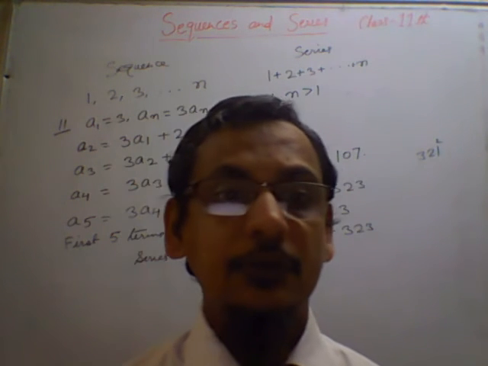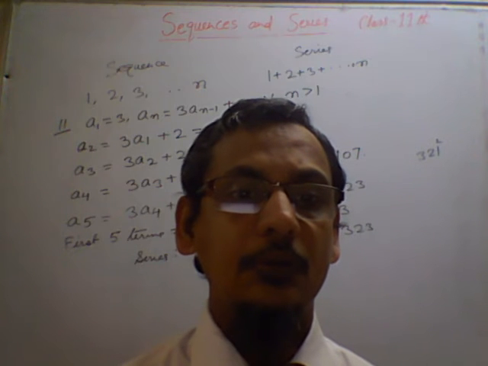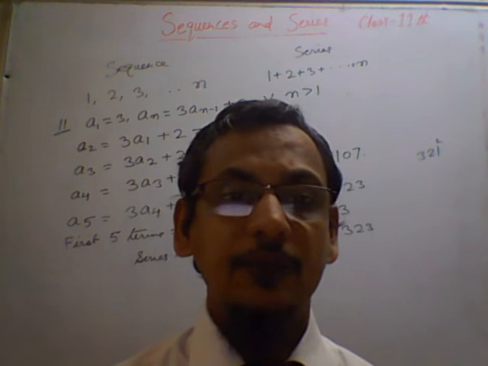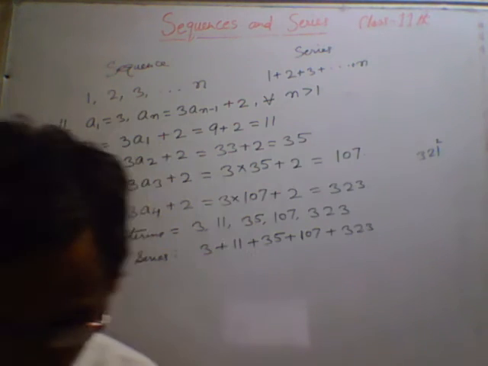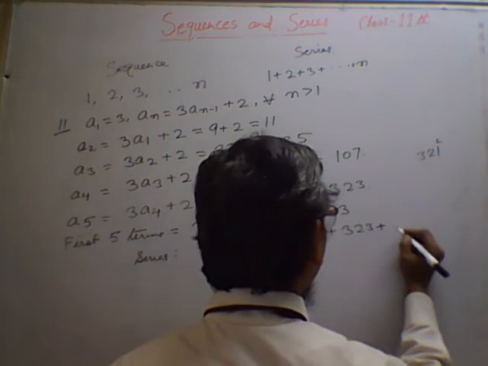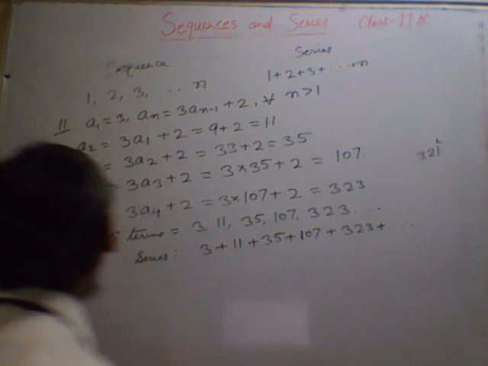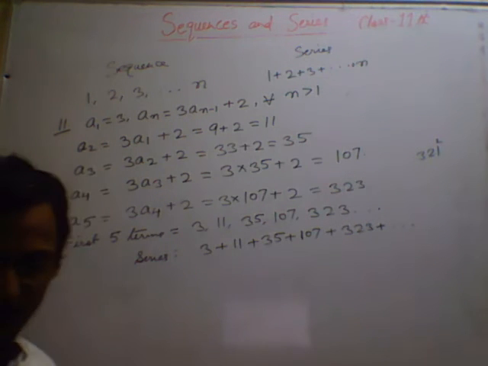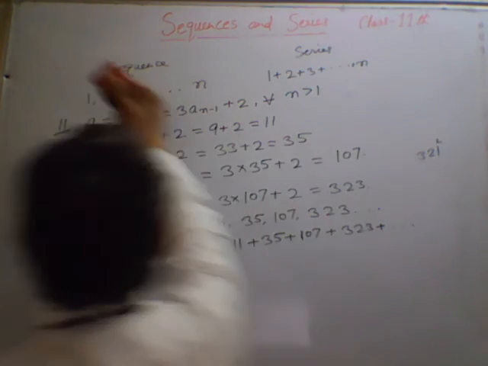Now we will move on. Now it has been written for all n greater than 1, so it will be going on here. Okay. Now we will move on. Question number 12.